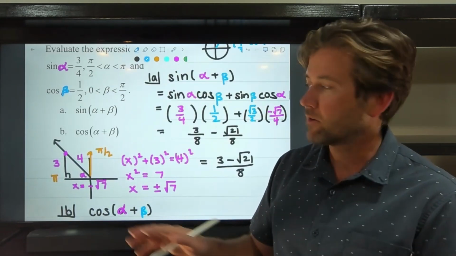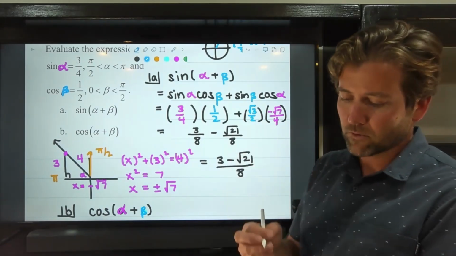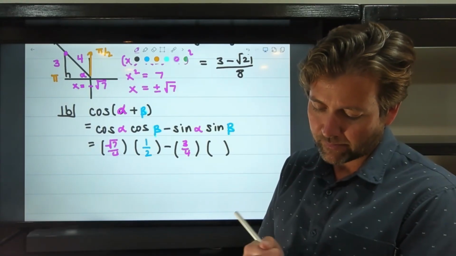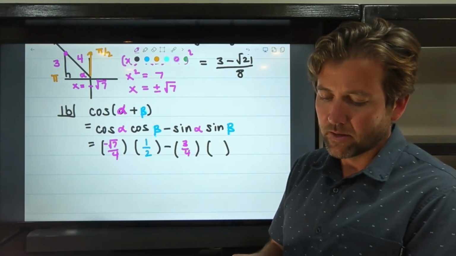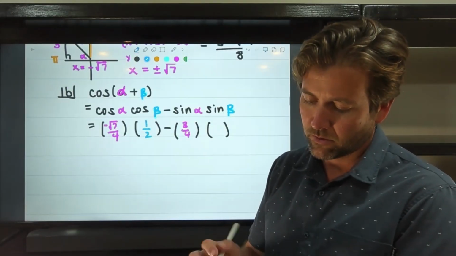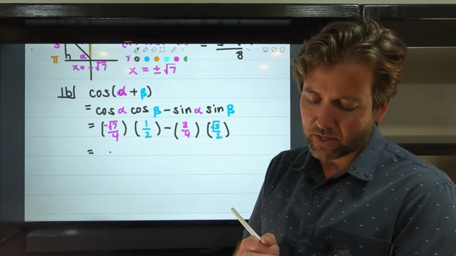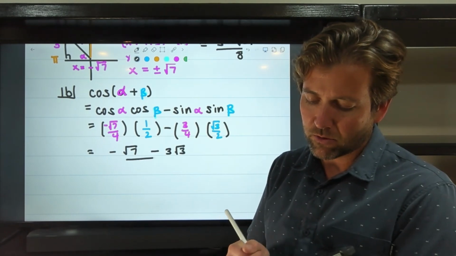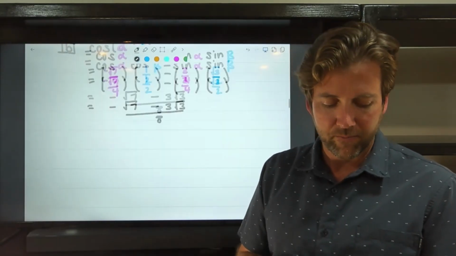Now the cosine of alpha, I drew this triangle we figured out a moment ago. Here, cosine of alpha is negative square root of 7 over 4. And the sine of beta, we figured out, was the square root of 3 over 2. So this is negative rad 7 minus 3 rad 3 all over our common denominator of 8. That's the answer to 1B.